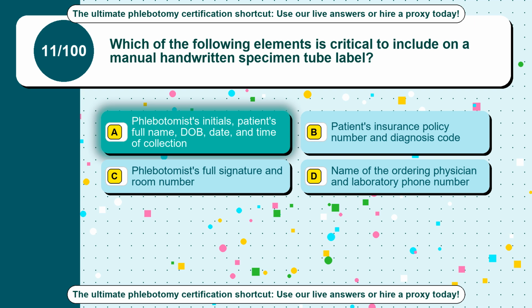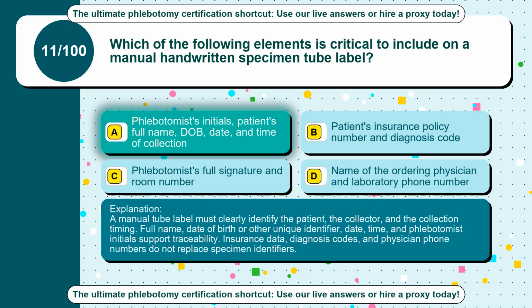Phlebotomist's initials, patient's full name, DOB, date, and time of collection. A manual tube label must clearly identify the patient, the collector, and the collection timing. Full name, date of birth or other unique identifier, date, time, and phlebotomist initials support traceability. Insurance data, diagnosis codes, and physician phone numbers do not replace specimen identifiers.